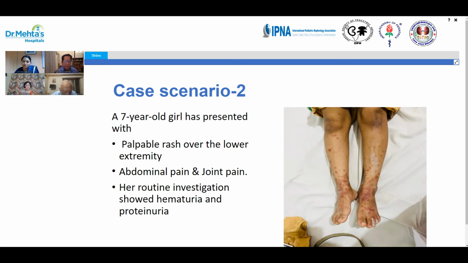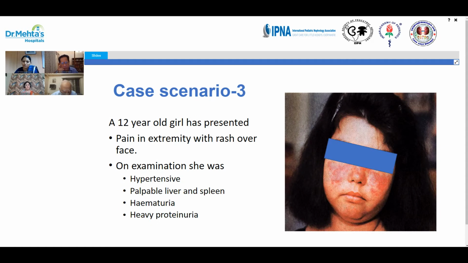Then this is another girl. This is a 12-year-old girl who presented with pain in the extremities and a rash over the face. On examination, she was hypertensive, with palpable liver and spleen, hematuria, and heavy proteinuria. So in these cases there is multiple organ involvement too. This is possibly lupus nephritis.